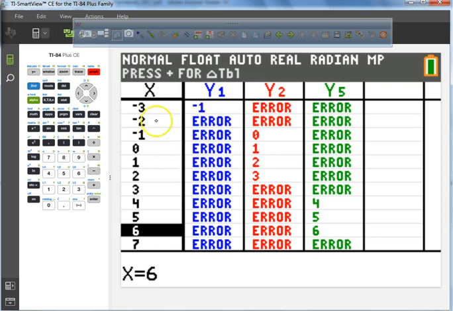Okay. So here, when you plot a -2, you have what? You have an error. But if you go over here, you plot a -3, you have a -1. So this is your range that you are not allowed to plot.